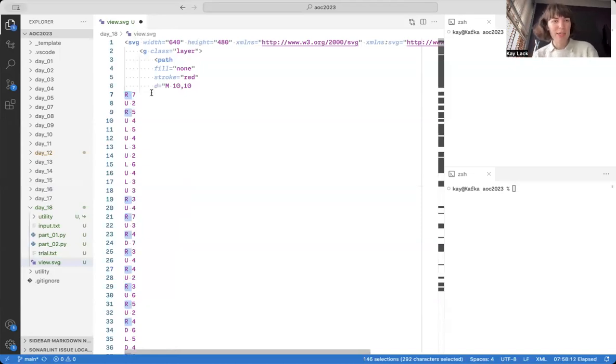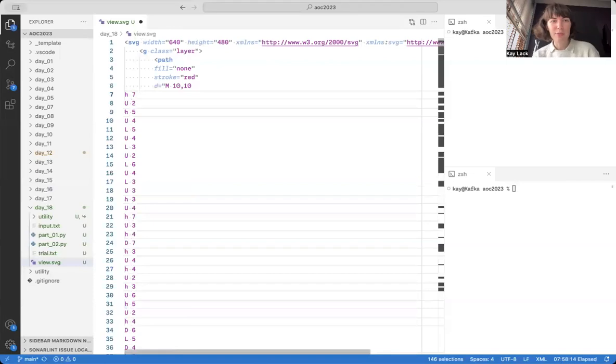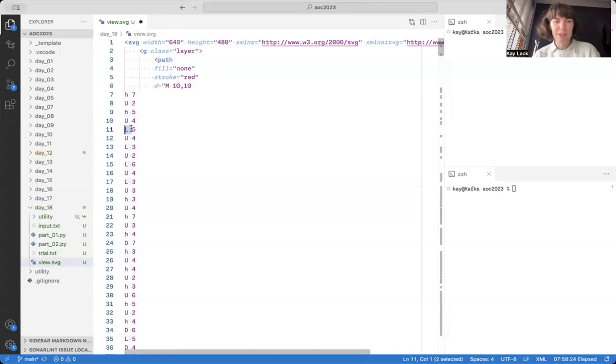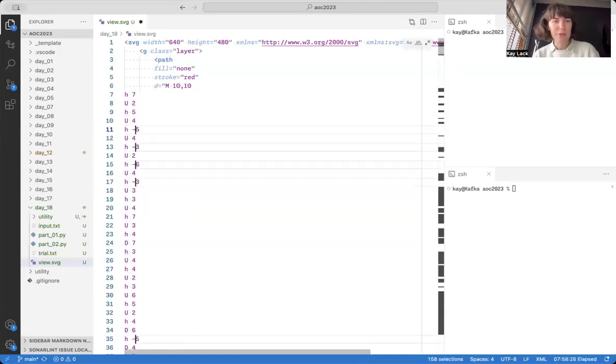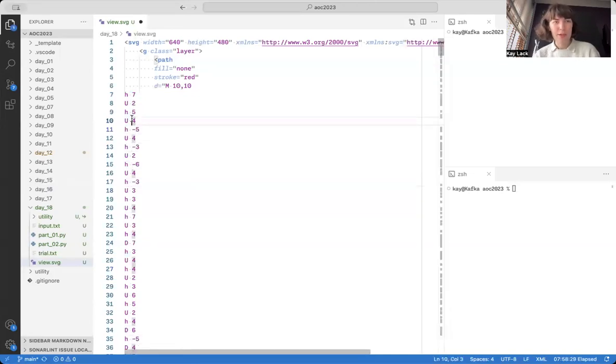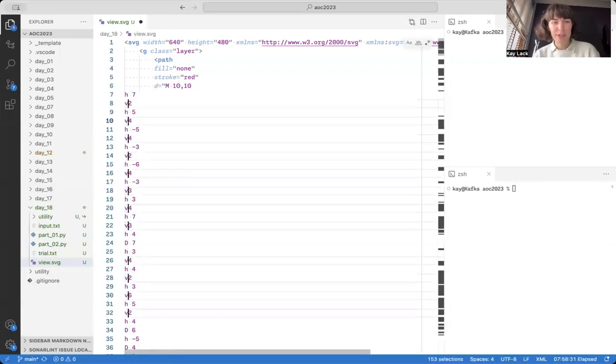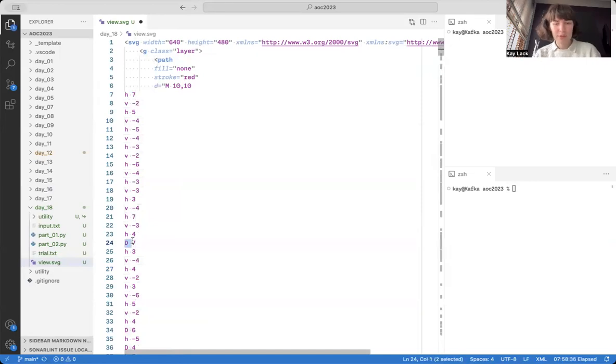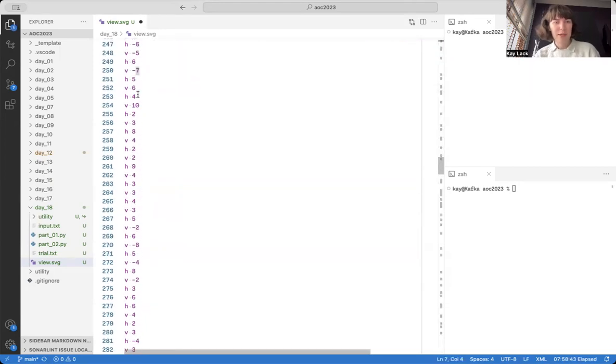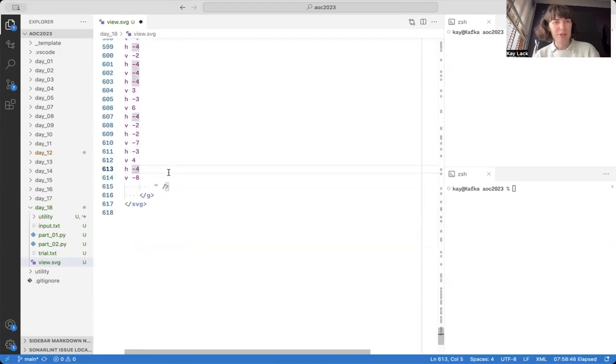Now for right, we're taking it as a lowercase horizontal. Uppercase horizontal is an absolute move, lowercase horizontal is a relative move. Horizontal to the right, that's positive. Left, it's a horizontal negative. Up, that's a vertical negative. And down, that's a vertical positive. And then I believe this should visualize our path.